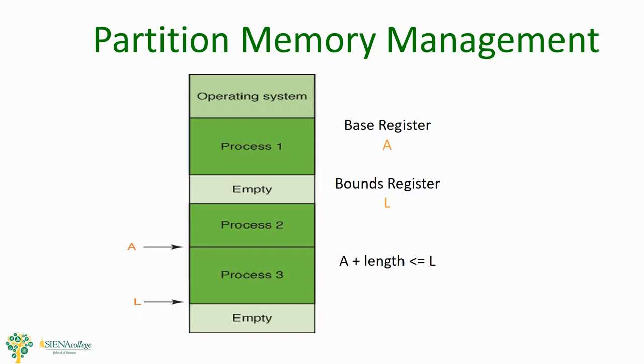For a given process, and we're going to look at process 3, we will have a base register, and we will have a bounds register, which we're going to call A and L. A states where the process begins. It cannot have an address smaller than that. L is the end of the process. The process can't exceed that. So at any time, the operating system needs to make sure that the bounds register L is greater than or equal to the base register plus however long the process is.